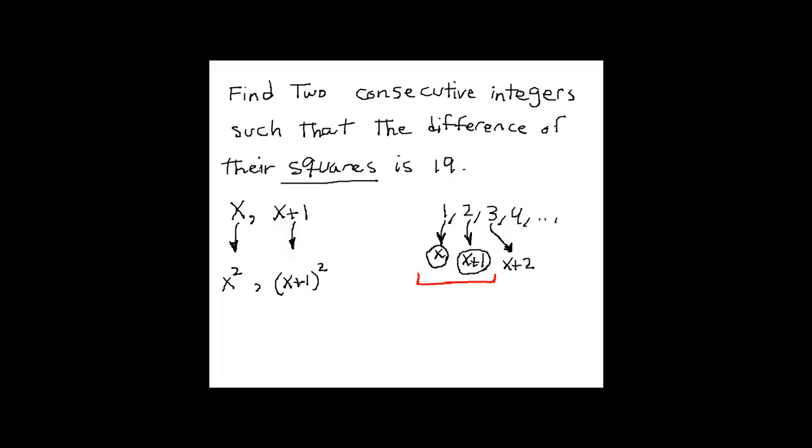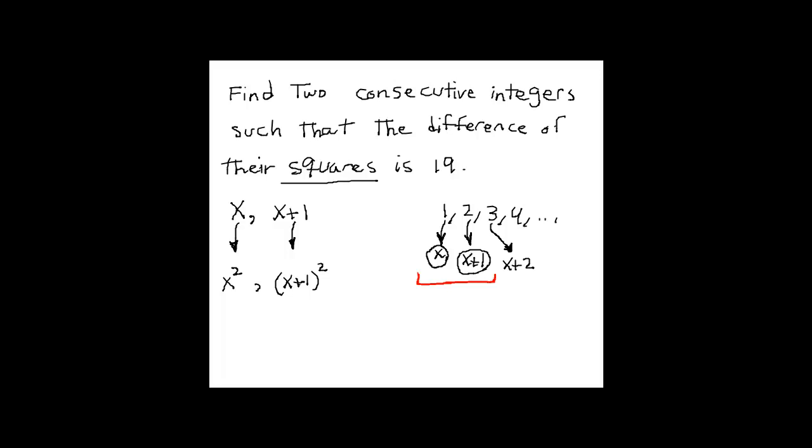Can I see a check mark next to everyone's name if you can follow up to this point? You're talking about two consecutive integers. One would be x, the other one would be x plus 1. Their squares would be x squared, and the next one would be x plus 1 squared. Very good. So everybody follows that.